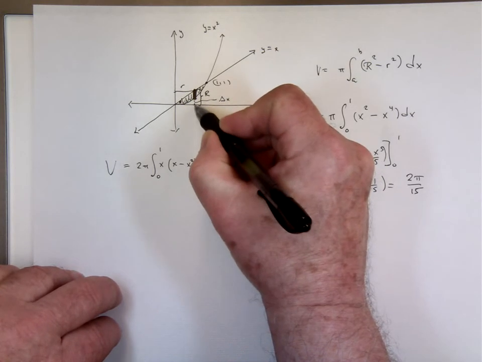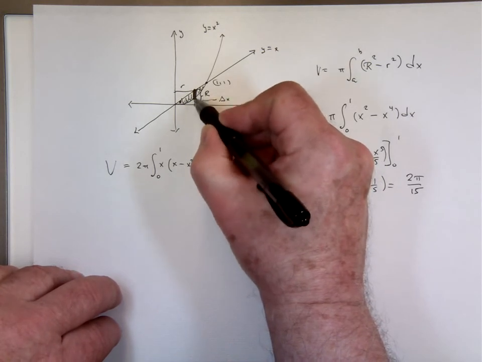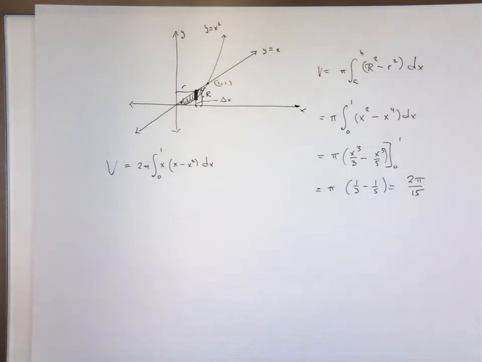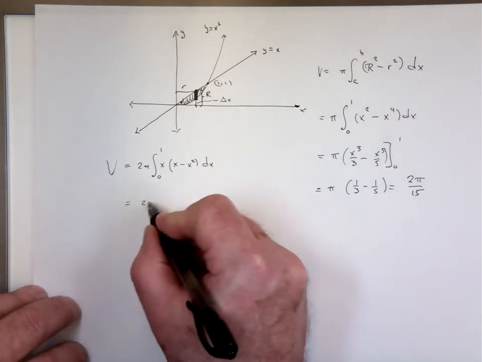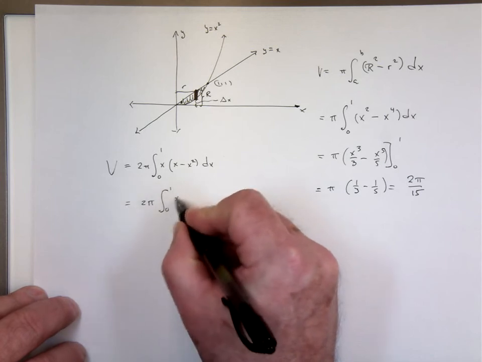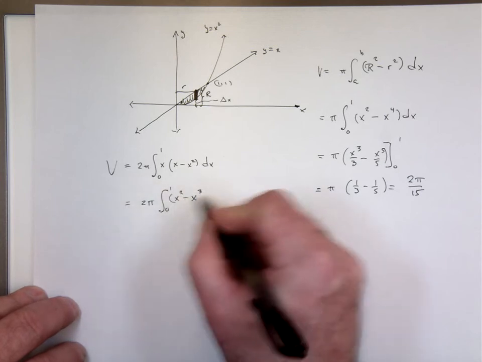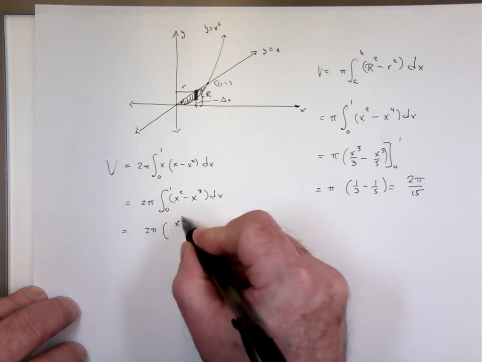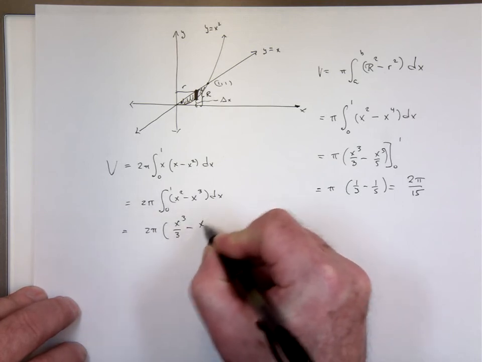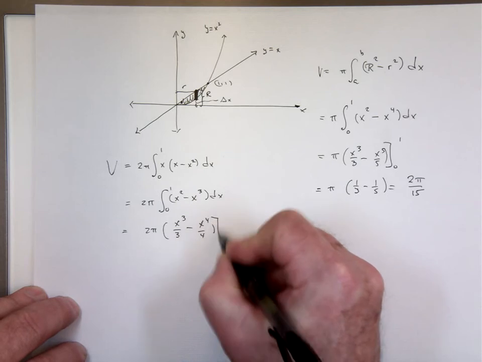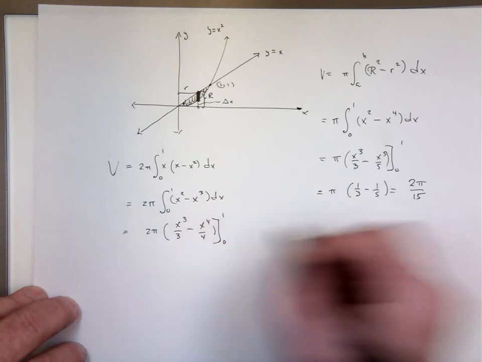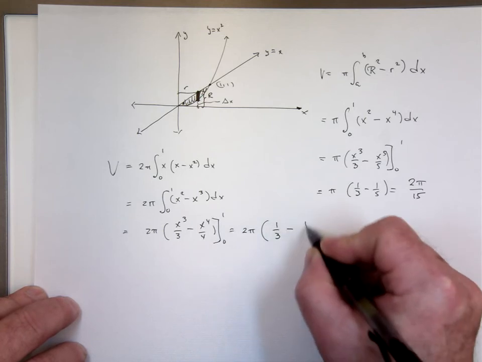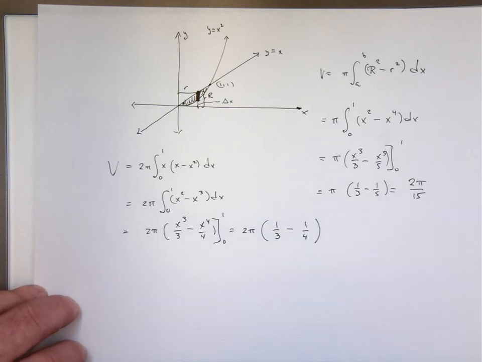Okay? So we get 2 pi, integral 0 to 1, x squared, x cubed. We get 2 pi, x cubed over 3, x to the 4th over 4, from 0 to 1. We get 2 pi, 1/3 minus 1/4. We get 2 pi times 1/12. We get pi over 6.